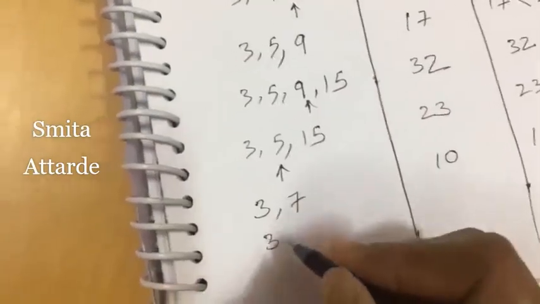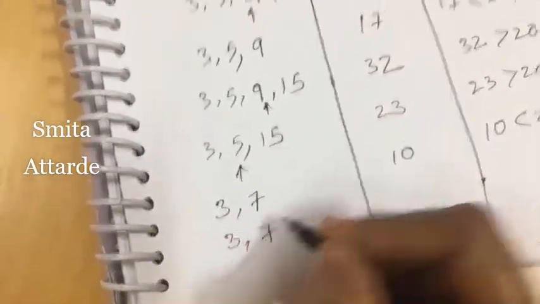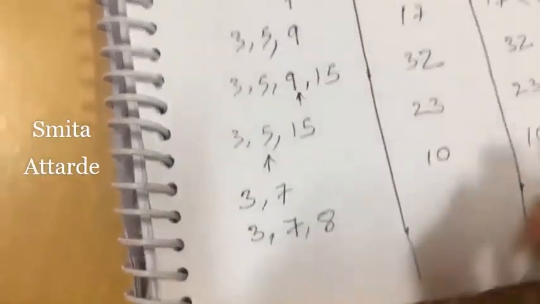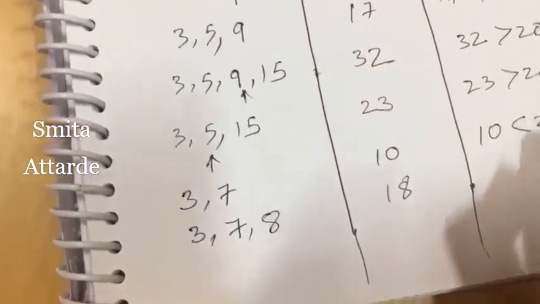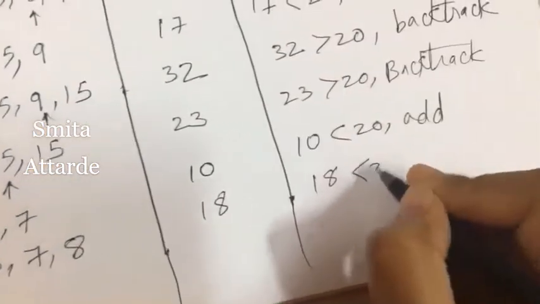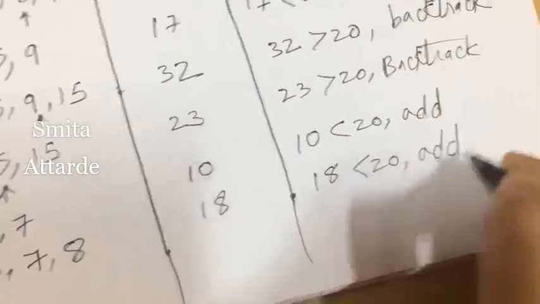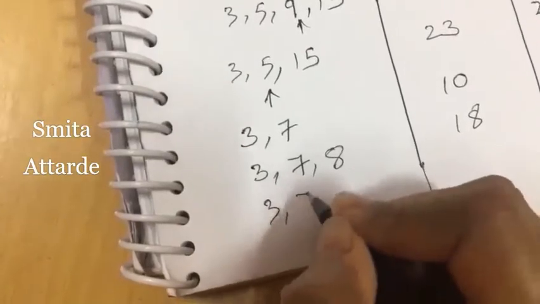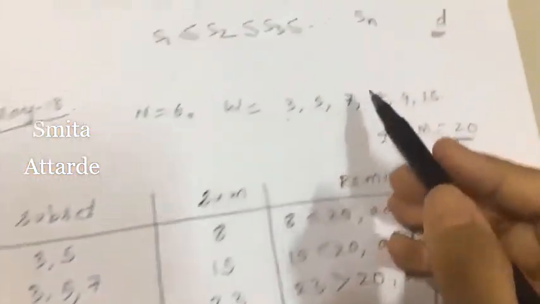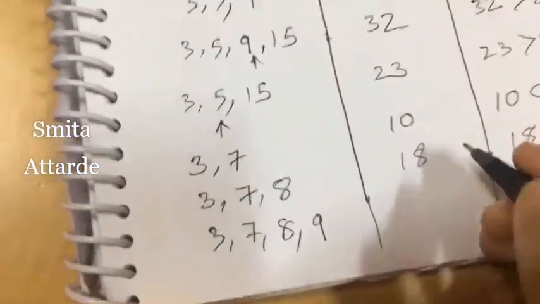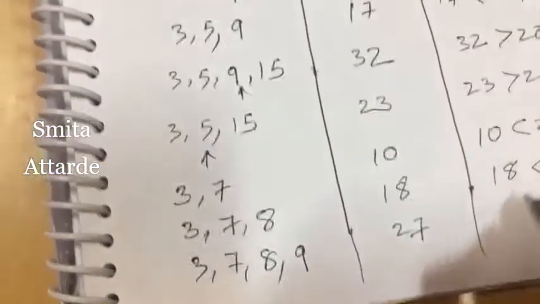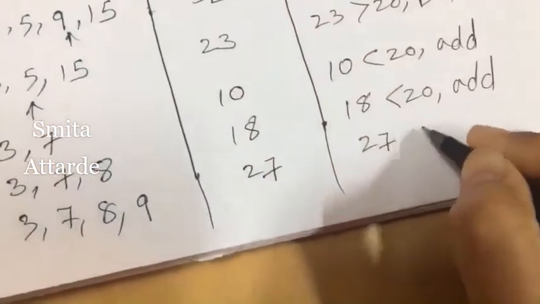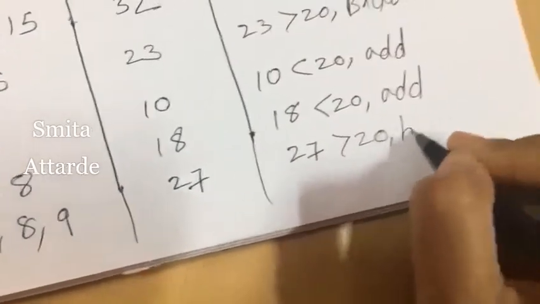3, 7. So after 7 you have 8, which will give me 18. So 18 is less than 20, so I'll add one more element. So 3, 7, 8. Now after 8 we have 9, so 9. So this will give me 27. 27 is greater than 20, so backtrack.